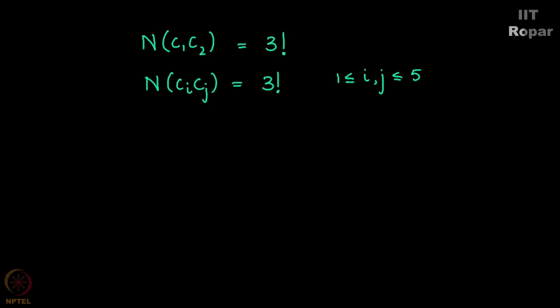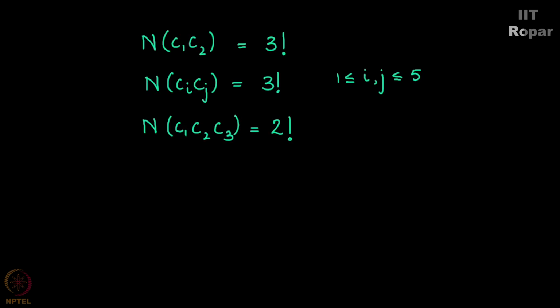In general, this is true. Now, what if 3 people go to their respective houses? What do I mean by that? N of C1, C2, C3 go to house 1, 2, 3 respectively. For the remaining 2 people, 4 and 5, how many permutations are possible? 2 permutations, which means N of C1, C2, C3 is 2 factorial.